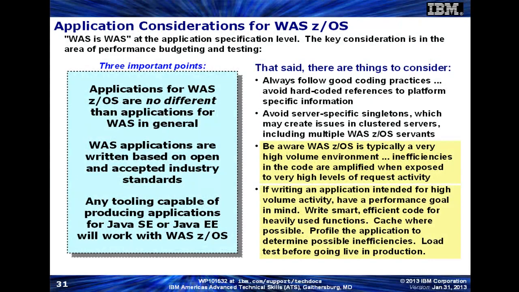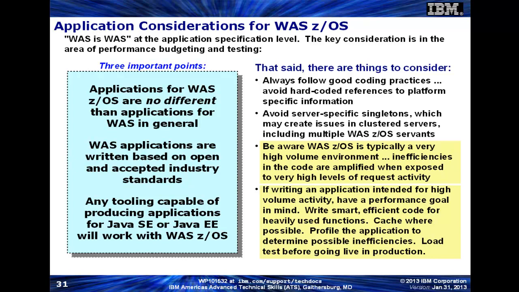At first glance, this chart looks wordy, but within the words are several key points that are important to understand with respect to applications and WAS zOS. The most important points are made in the highlighted box on the left side of the chart. Specifically that WAS is WAS, and applications are written to the standards, not the platform. Developers don't write applications for WAS zOS. They write applications for WAS in the open standards supported by that version of WAS.